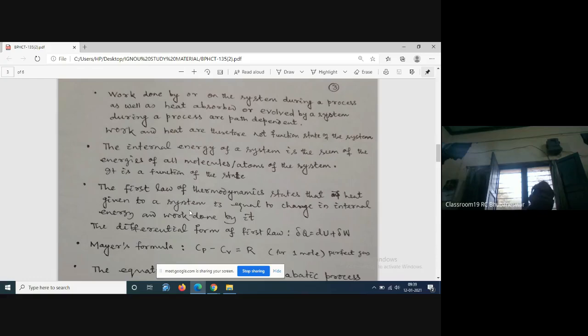Now see, another definition we know, that is the internal energy of a system. The internal energy of the system is the sum of the energies of all molecules and atoms of the system. It is difficult to actually calculate what is the internal energy of the system exactly, but we can determine the change in internal energy, because change in internal energy is the work done. That is why we can measure the change in internal energy precisely, but not exactly the internal energy.